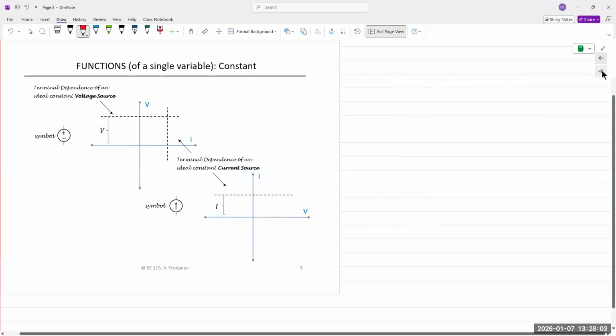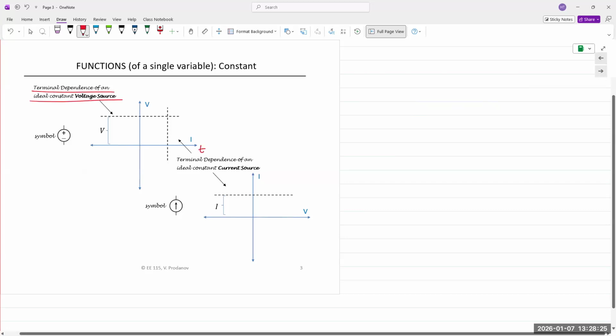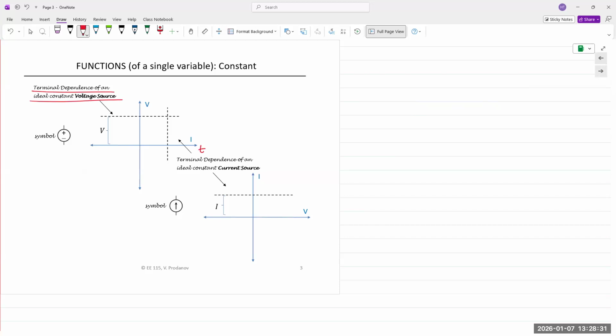Okay, functions of a single variable. We get a constant. Constant is basically showing us here, if we plot the voltage value for an ideal voltage source as a function of time, meaning you have a DC battery, for instance. You take a battery and you plot the value of that battery over a long period of time. The value of that battery or ideal battery voltage source will always remain constant. It will never change.